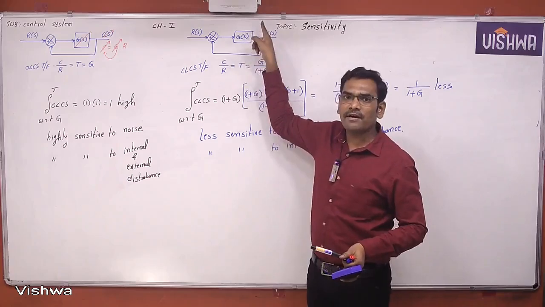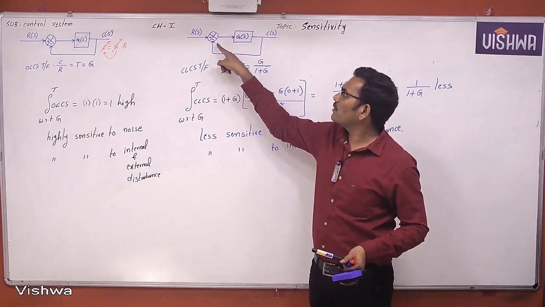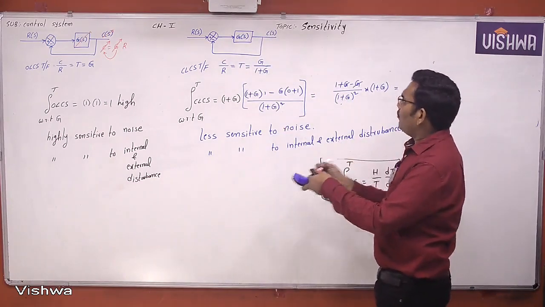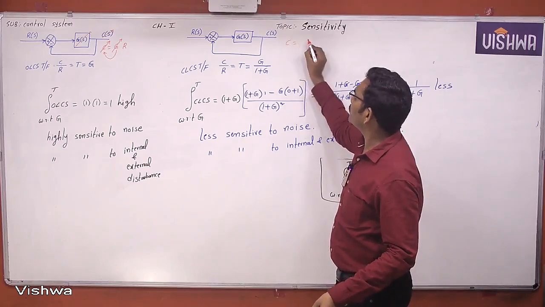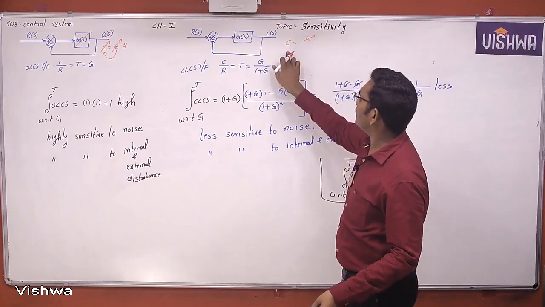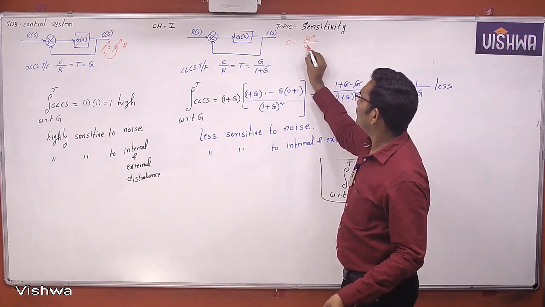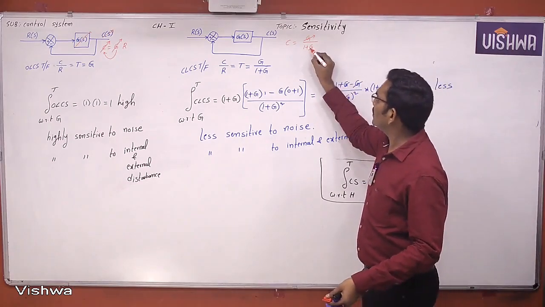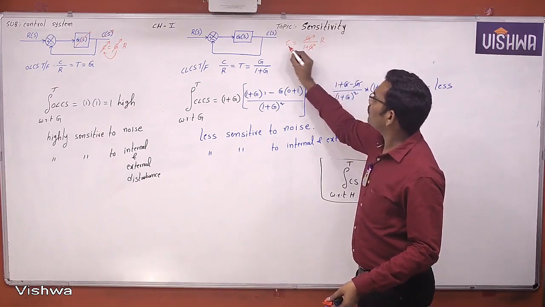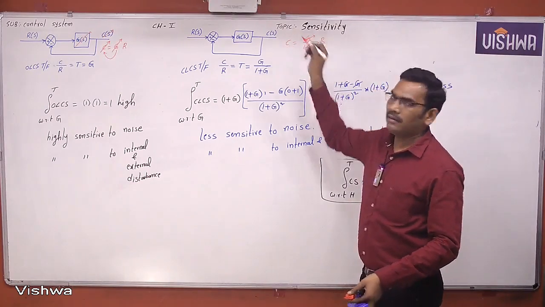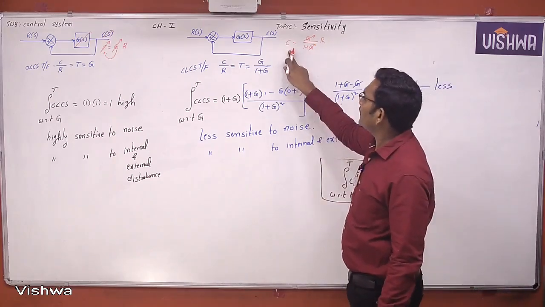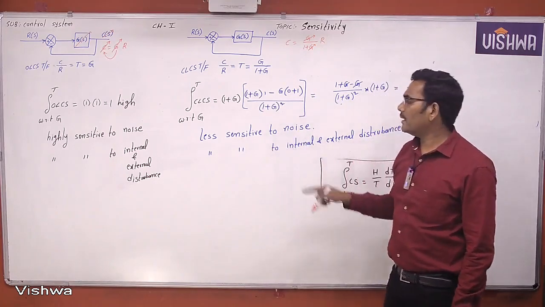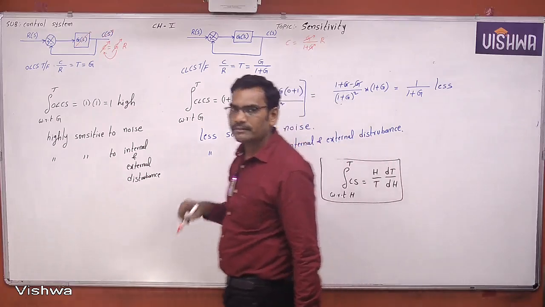Whatever the changes in the forward path, they will not immediately reach the output, because there is a feedback here. Whatever the output, again it will be compared with the feedback. So if the forward path gain is changed, it is not affected directly, it is decreased by a factor of 1 plus G, and only then will your output be affected. Therefore, there is feedback here, and the output is not affected immediately. That's why this is less sensitive to noise, less sensitive to internal and external disturbances. Okay, note down.